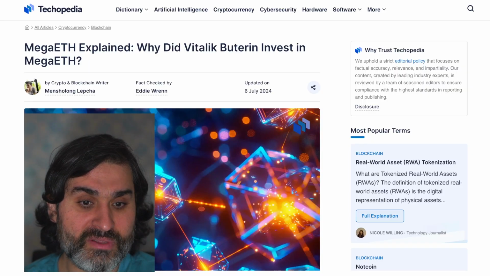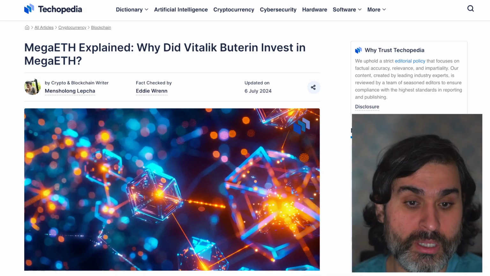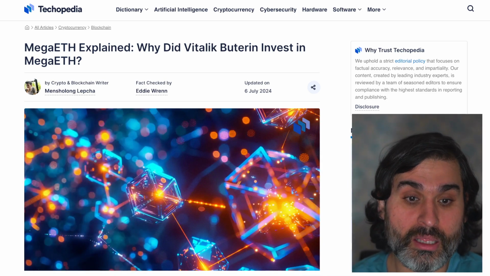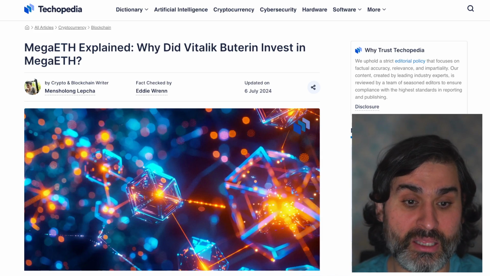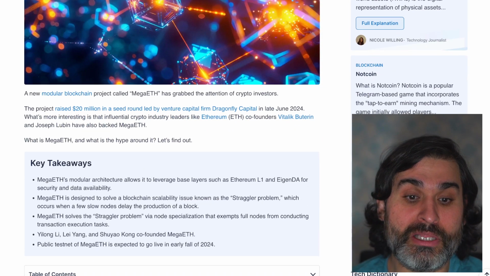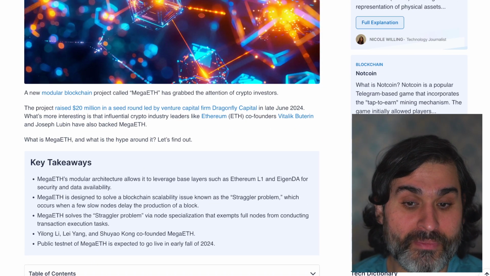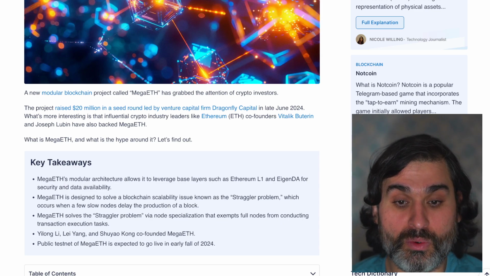Okay, next we have this article here about megaETH and what it is, and why did Vitalik Buterin invest in megaETH. So here it says, the project raised $20 million in a seed round, and Vitalik was one of those people.